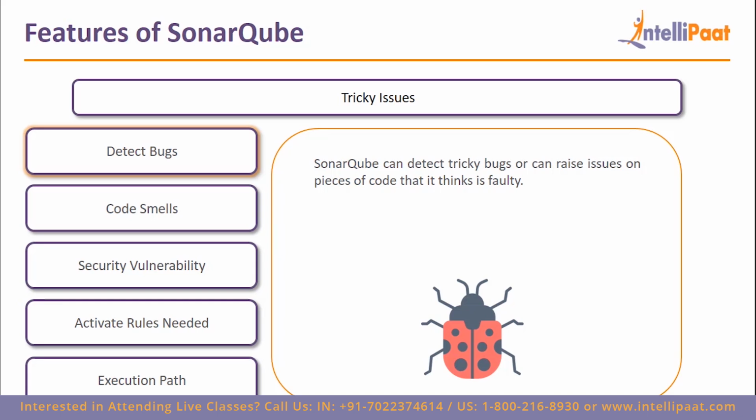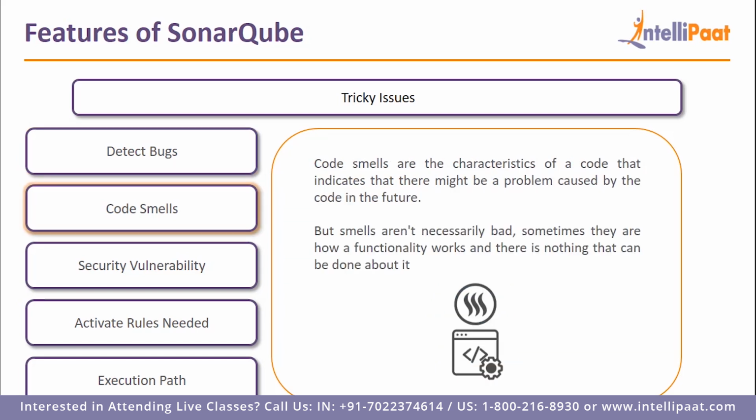Detect bugs. SonarQube can detect tricky bugs or can raise issues on the pieces of code that it thinks are faulty. It basically means that sometimes bugs that the coder can't understand early can be identified using SonarQube. Code smells. Code smells are characteristics of code that indicate that there might be a problem caused by the code in future. But smells aren't necessarily bad. Sometimes they are how a functionality works and there is nothing that can be done about it.